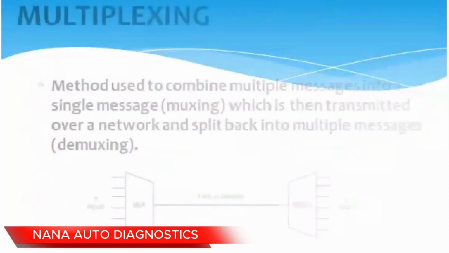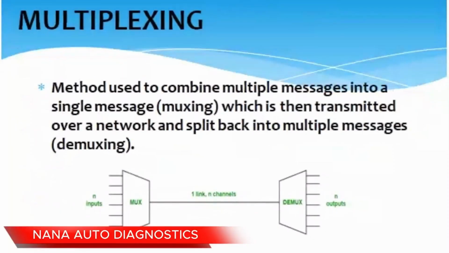Next, we shall be looking at multiplexing. Multiplexing is defined as a method that is used to combine multiple messages into a single message, which we refer to as muxing, which is then transmitted over a network and split back into multiple messages, which we refer to as demuxing.